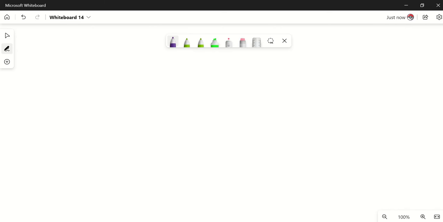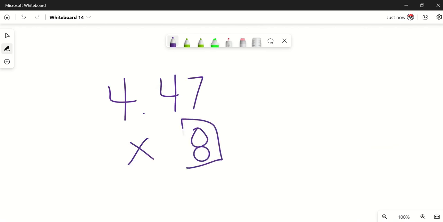4.47 times 8. The longer number, 4.47 times 8, you want that one on top because you're just going to use this digit to multiply by each number in succession. After you're done multiplying, you take care of the decimal. Do not do anything with the decimal now. It's going to be the same thing as doing 447 times 8. Let's just do the math.